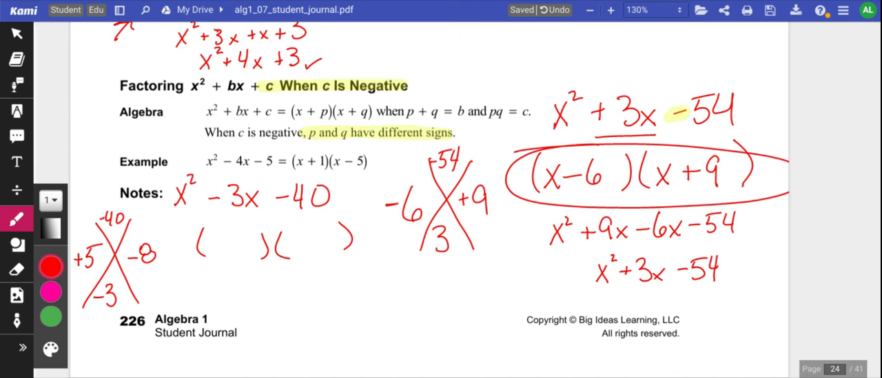My negative 8, positive 5 are going to have to be my two values here. All right, so I've got x plus 5 and x minus 8 here as my two numbers. That's my final answer. If I want, I can check it.